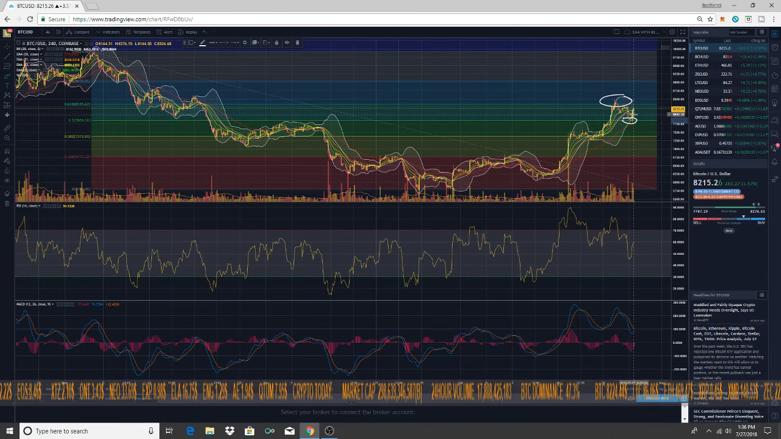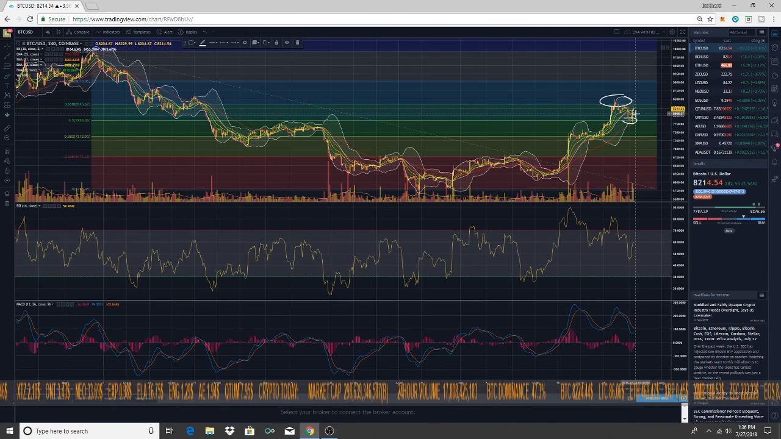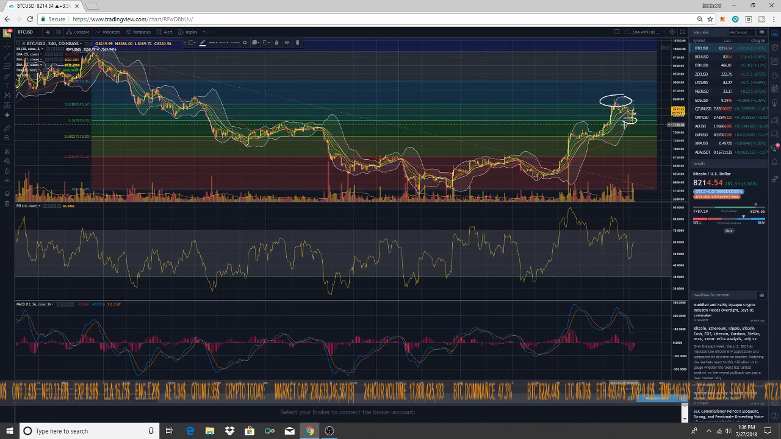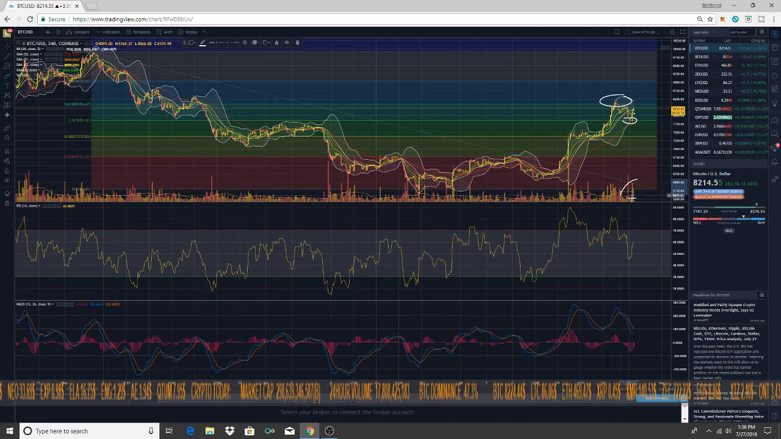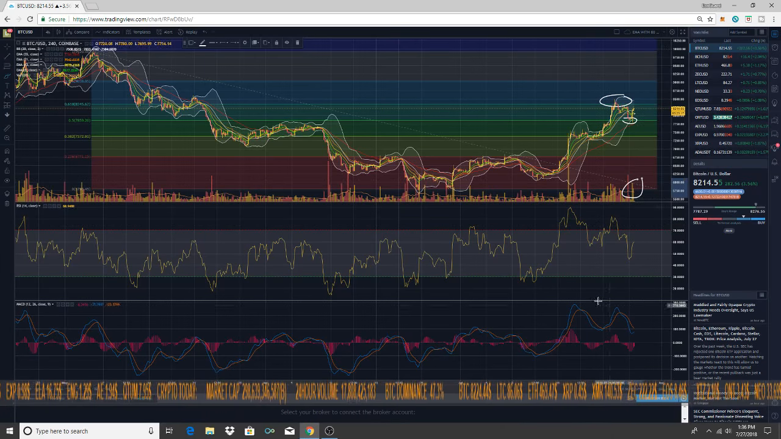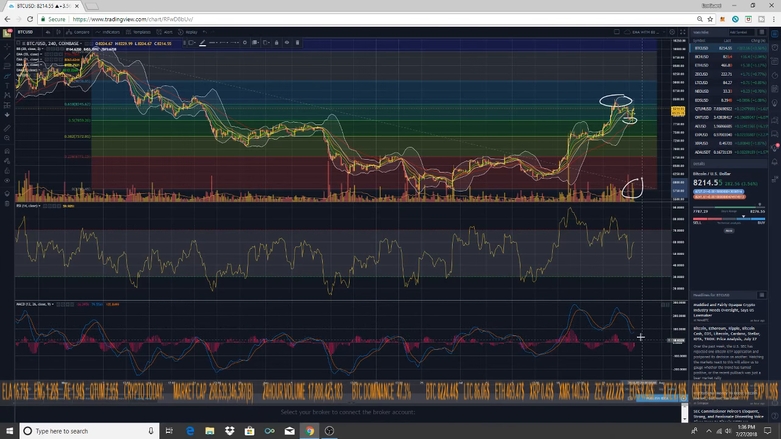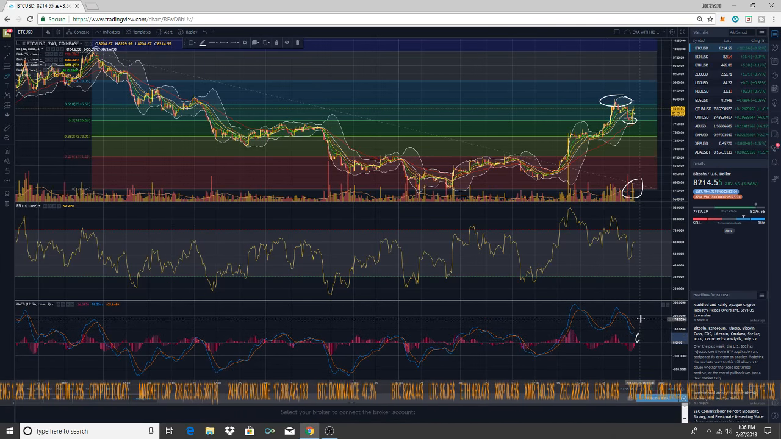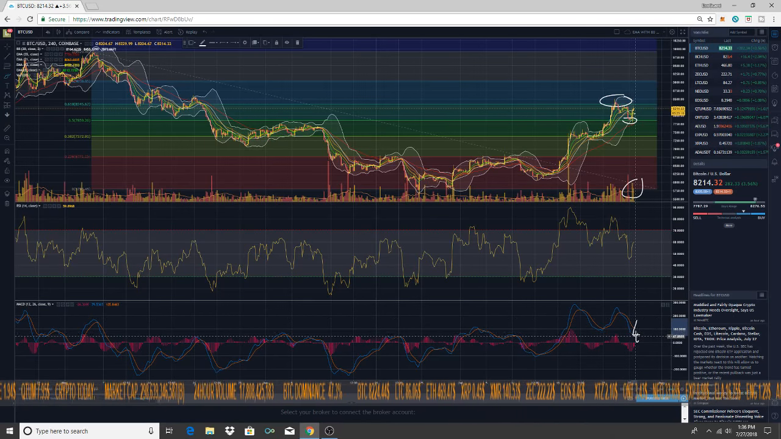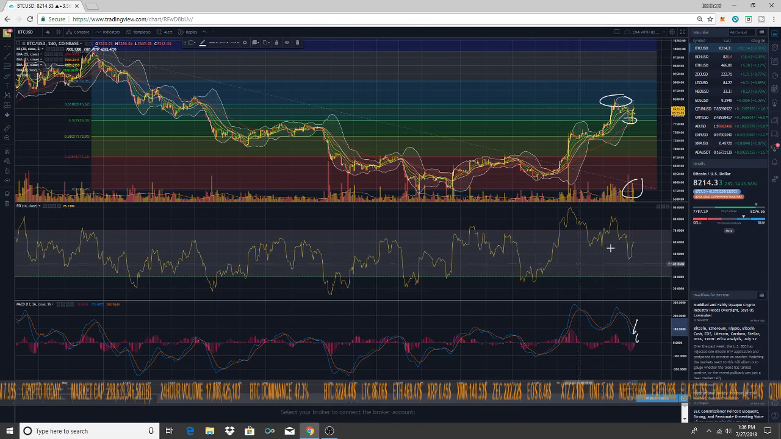Now it seems to be going back up. Now, I'm still bullish on the market. Okay, look at this volume candle. That's a good bullish volume candle. Okay, it looks like on the MACD, it could be a buy signal forming, right, on the momentum.